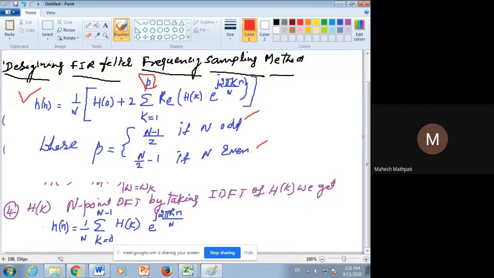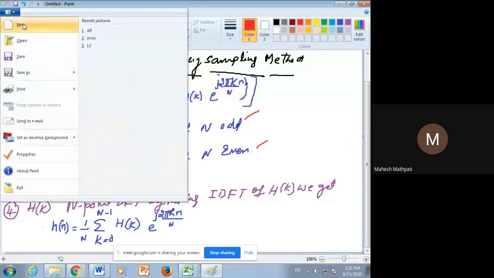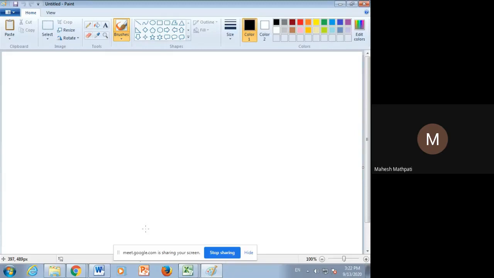Then next question, just take an example. Determine the filter coefficients or impulse response h of n of a filter having desired frequency response hd of e power j omega.